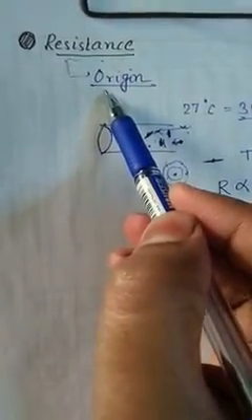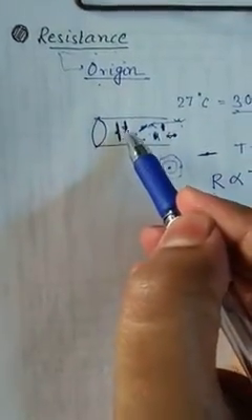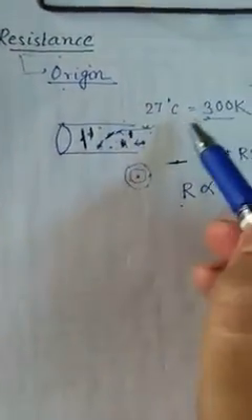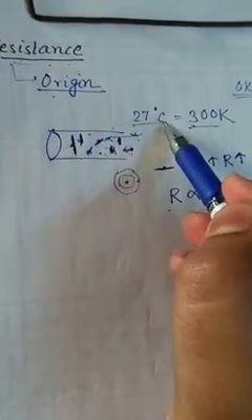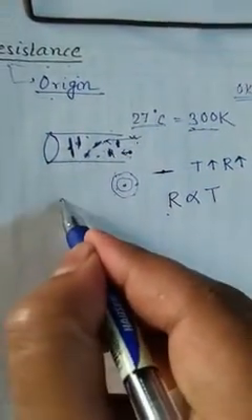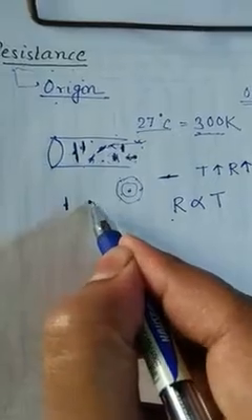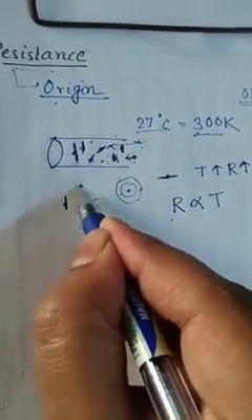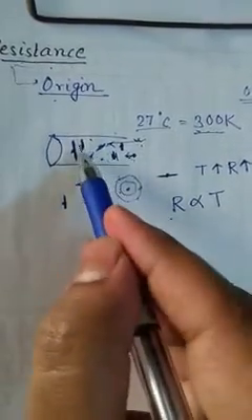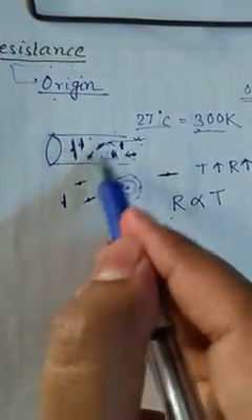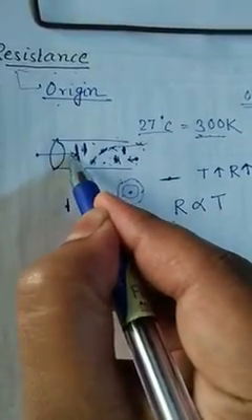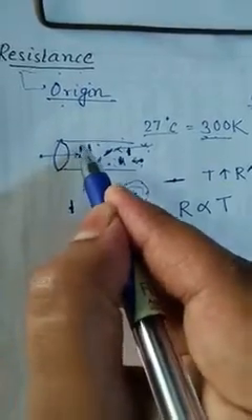So what is the origin of the resistance? I have told you there are some atoms in the conductor, and at room temperature, let's say 27 degrees centigrade, that is 300 Kelvin, all the atoms vibrate like this. Let's say this is an atom and it will vibrate like this, because the temperature is giving some energy to it, and absorbing that energy, the atoms will vibrate. Now when an electron tries to pass through the conductor, what will it face? It will face that vibration.